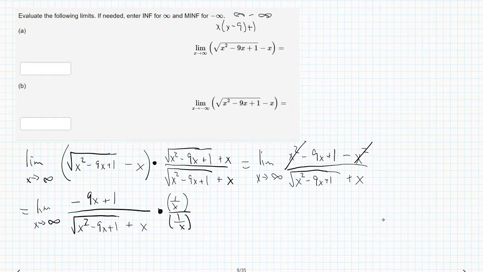But when we multiply by 1 over x, here's where your limit as x approaches positive infinity and your limit as x approaches negative infinity will differ. And I'll show you how. So in the numerator, there will be no difference between the two, whether this is positive or negative infinity. So you get negative 9 plus 1 over x. Everything's hunky-dory there.